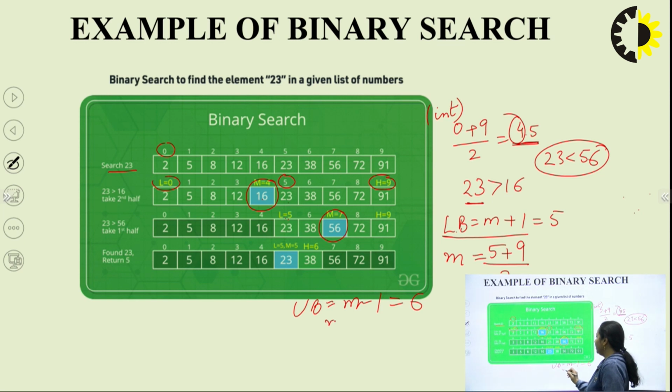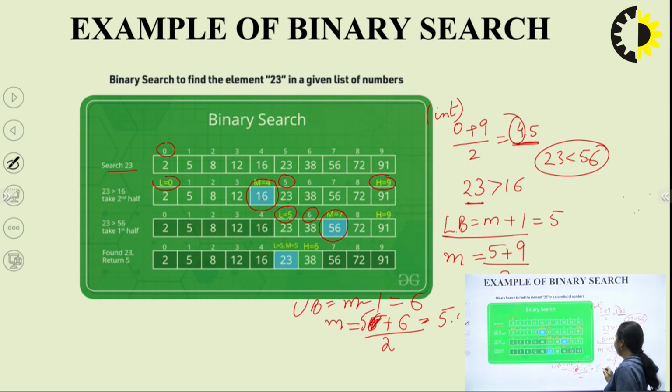Middle element is what? Lower bound plus upper bound. Lower bound is what? 5 and upper bound is 6. So 5 plus 6, that is 11 by 2, or you can say 5.5, which means if we are going to take only integer part, it is 5. So middle element is what? 23. Now compare 23, that is the required element, with the middle one.